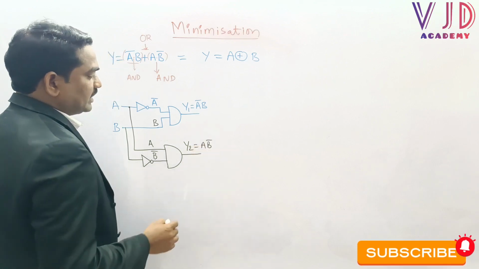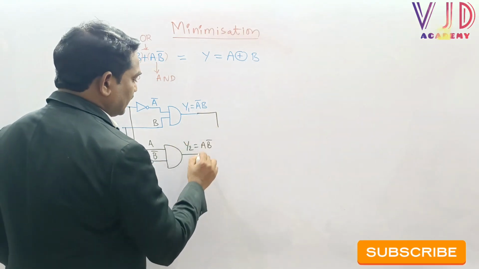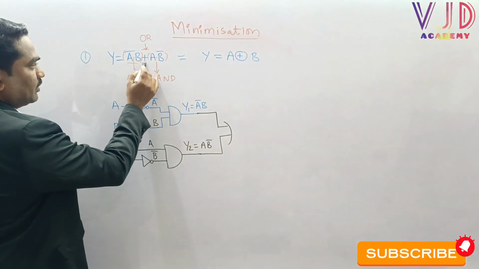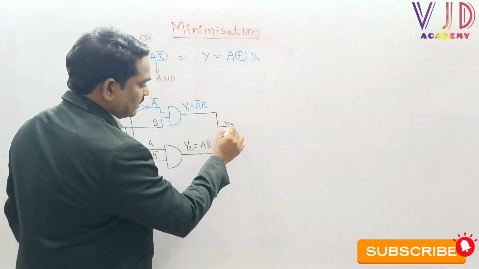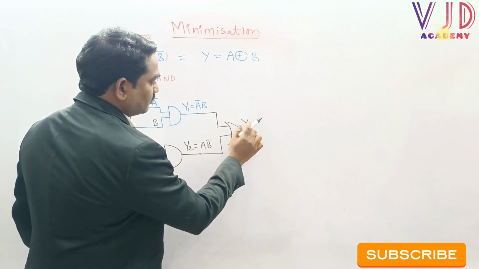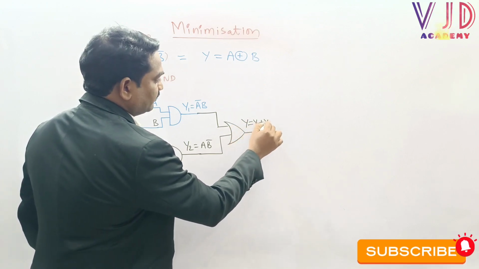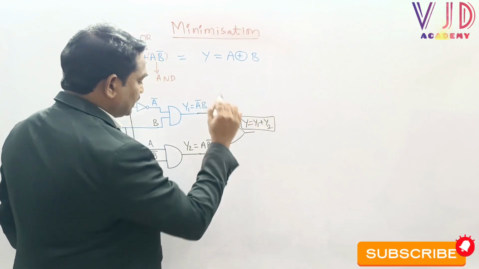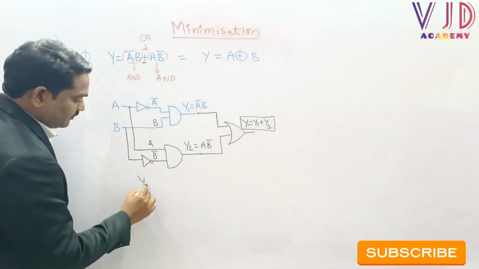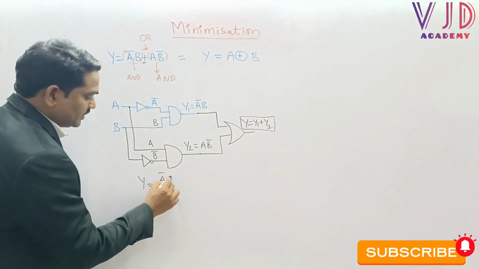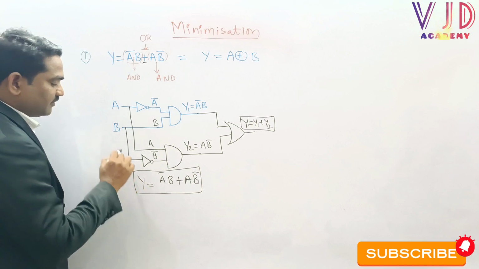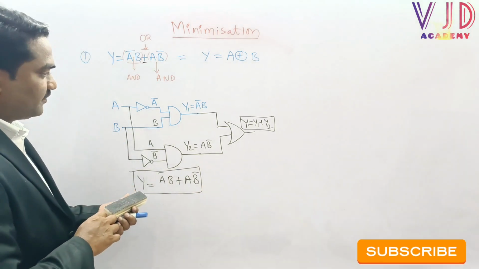Sir, let us add these two, y1 and y2, by using one OR gate here, because we are using the OR symbol. So what will happen, sir? This is an OR gate, so the final output is y equal to y1 plus y2. This is the final output. Now let me explain here: y equal to y1 means a bar b plus a into b bar. So this is the logical expression. From this logical expression, let me try to explain a few things here.